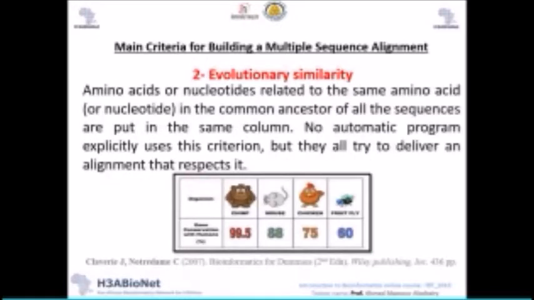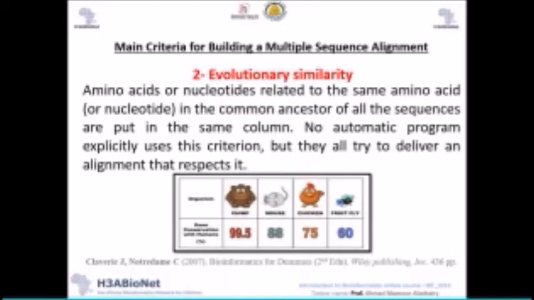Number two, some people look for evolutionary similarity. In this case, they are looking for amino acids or nucleotides that are in the same columns, and of course this means that this is related to that. So we can find, for example, that many proteins in the chimpanzee are very similar to proteins in human, and you can see the degree of relationship between this organism and another organism. How similar is the protein in, for example, chimp, mouse, chicken and fruit fly, in the same protein or the same gene, or how far are they from each other. This evolutionary similarity or evolutionary difference can also be calculated through multiple sequence alignment.